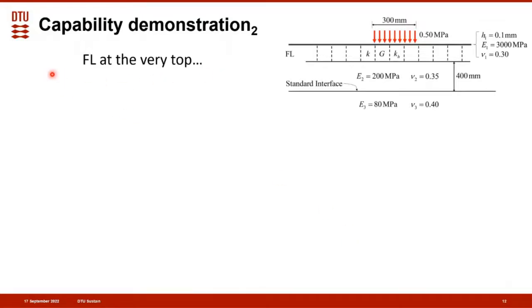Another capability demonstration is where the fragmented layer is placed at the very top, or effectively at the very top. Since the fragmented layer is an interface, it cannot be placed at the top without overlaying it with a continuous layer. But the idea is that we use a very thin continuous layer on top of the fragmented layer. Here, the continuous layer is 0.1 millimeters in thickness. So effectively, we have a situation where the fragmented layer is placed at the very top.